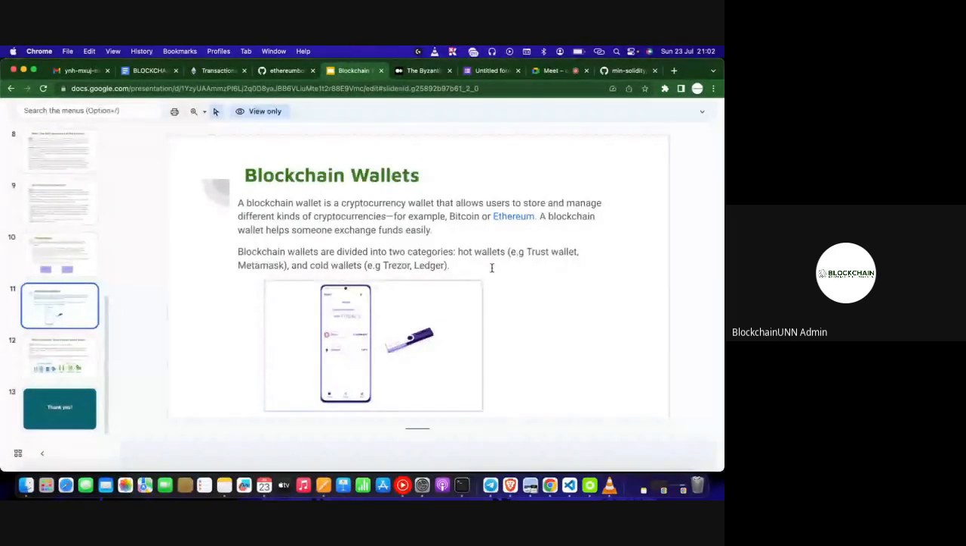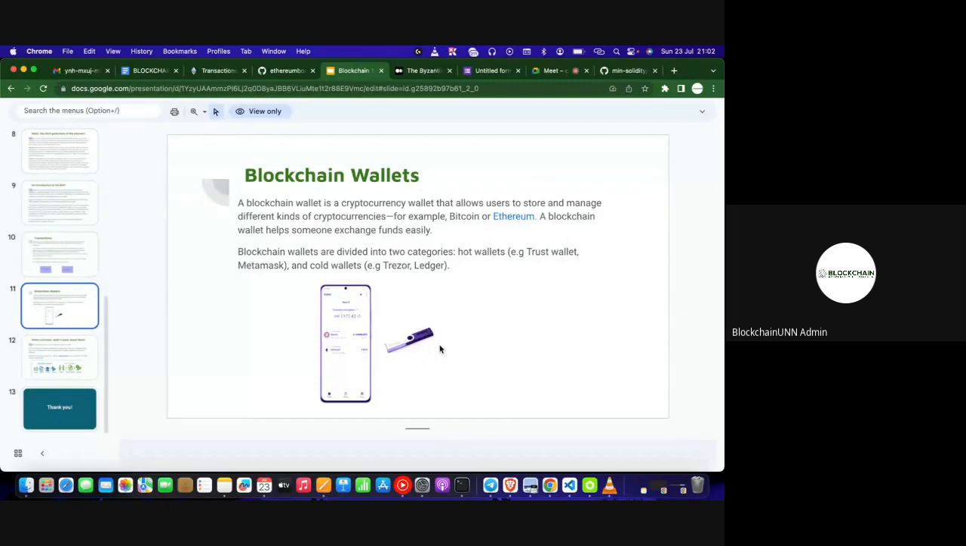And I've already established that blockchain wallets are divided into two categories. We have hot wallets, examples of which are the popular Trust Wallet, MetaMask and so on. Then we also have cold wallets, examples of which are Trezor and Ledger. So the two of them are in the picture. The soft wallet is the phone you can see, right? But the hard wallet is like the flash drive kind of thing you can see.